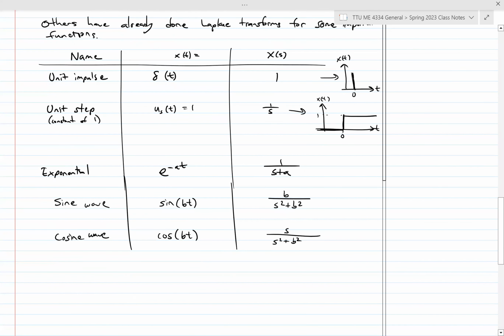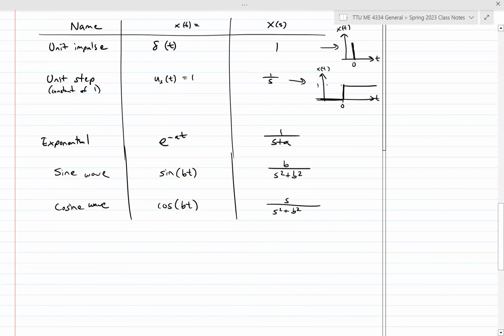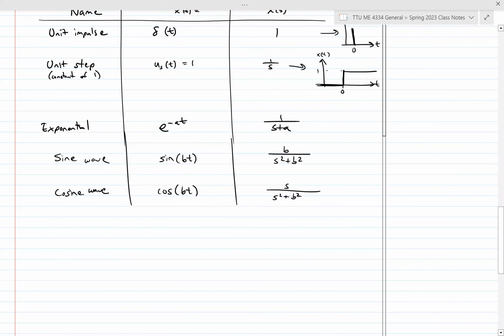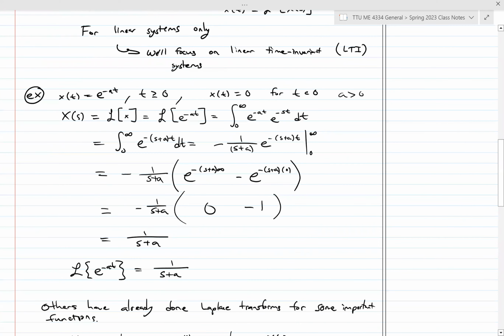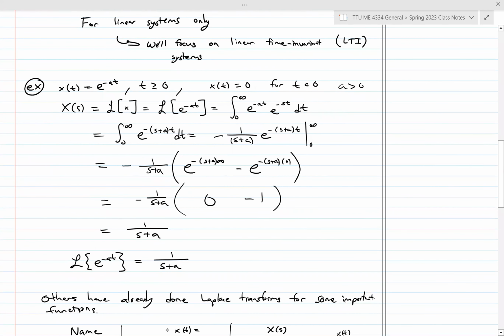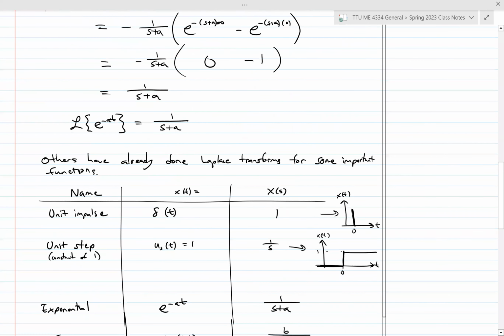Some programs even can do it moderately successfully. Depends on how complex of a system you're looking at though, right? So people have done this before, which means we're not really going to need to go through this procedure here in most cases, right? People have already done our common Laplace transforms, so we don't need to, unless we're doing a very special type of input.